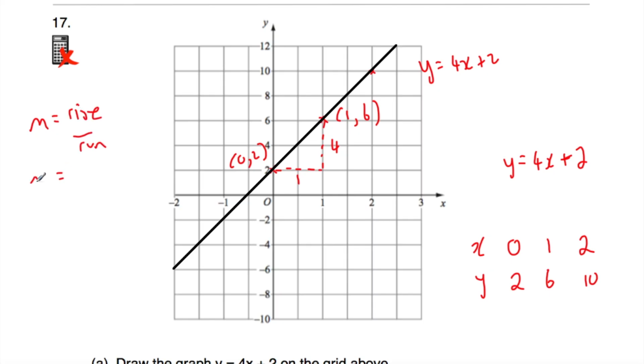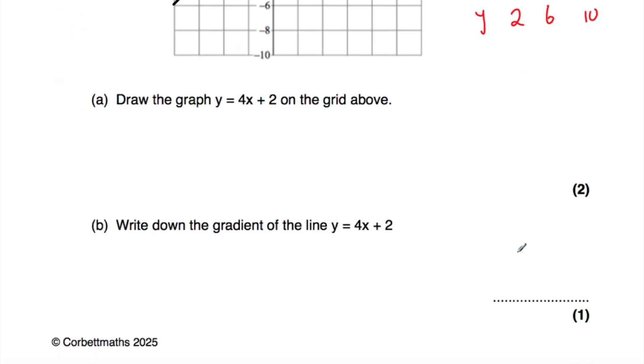If we do the rise, which is 4, and divide that by the run, which is 1, 4 divided by 1 is 4. So that means the gradient of that line is equal to 4. And that's it. So the gradient of that line is 4. Okay, let's look at our next question.